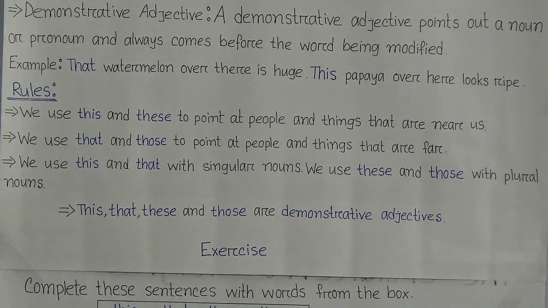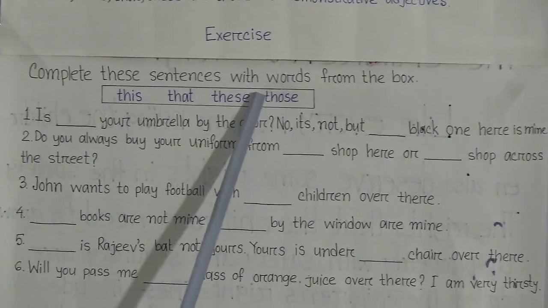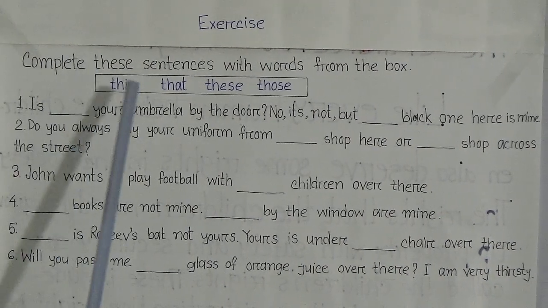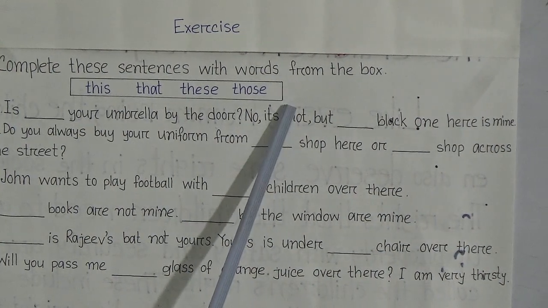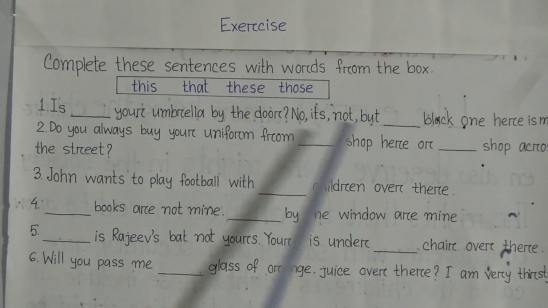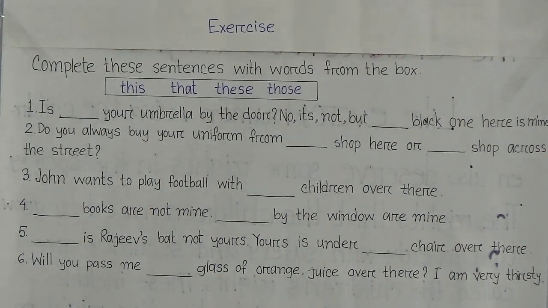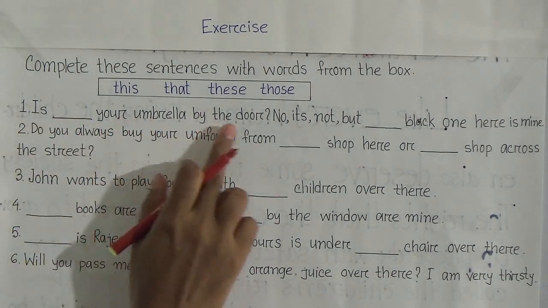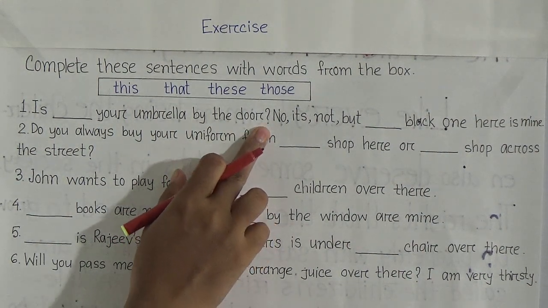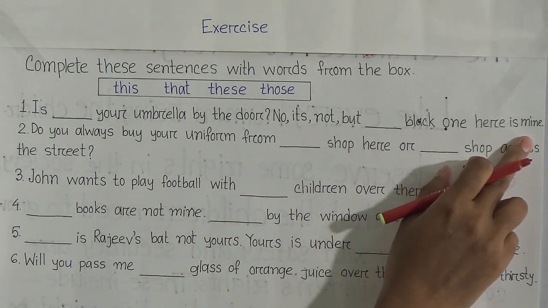Now students, we will do some exercises for your better understanding. Complete these sentences with words from the box. Students, look. Here in the box: this, that, these, those. These are the words. You have to put these words in these gaps. Now, number 1. Is dash your umbrella by the door? Asking question. No, it's not. But dash black one here is mine.